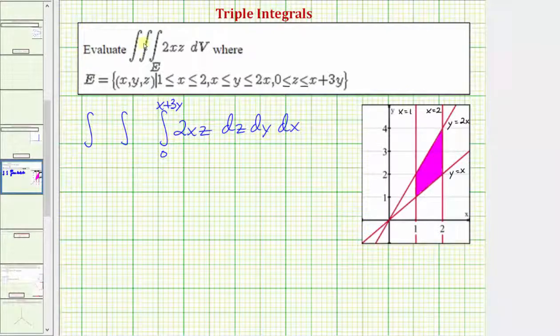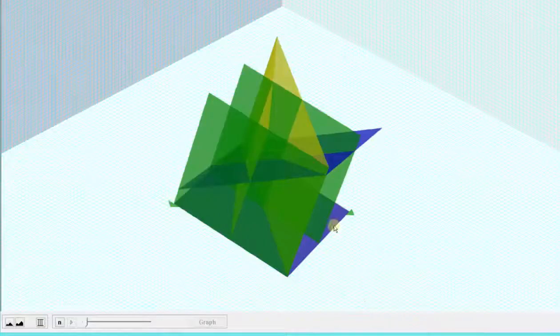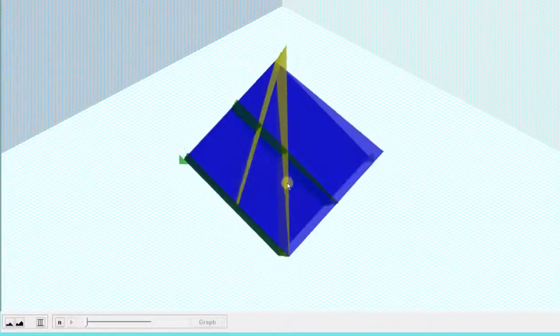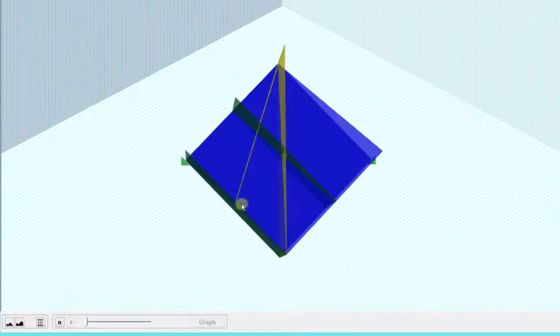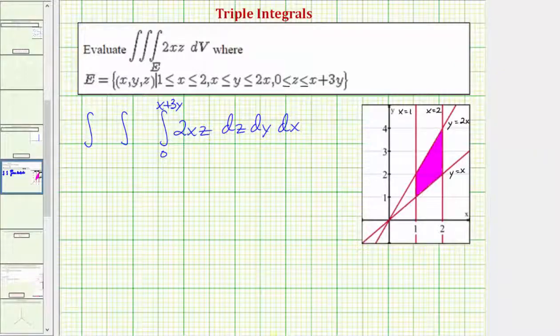So this region here can help us determine the limits of integration for y and x. If we go back and look at the region E in space, if we look down on the xy plane, this region here is the xy trace. Notice how this area is bounded below and above by y equals x and y equals 2x, which is the reason why the limits of integration for y are from x to 2x, which we can actually tell based upon this inequality here. And then the area is bounded from left to right by x equals 1 and x equals 2, which is why the limits of integration for x are from 1 to 2, which again we can tell from this inequality here.